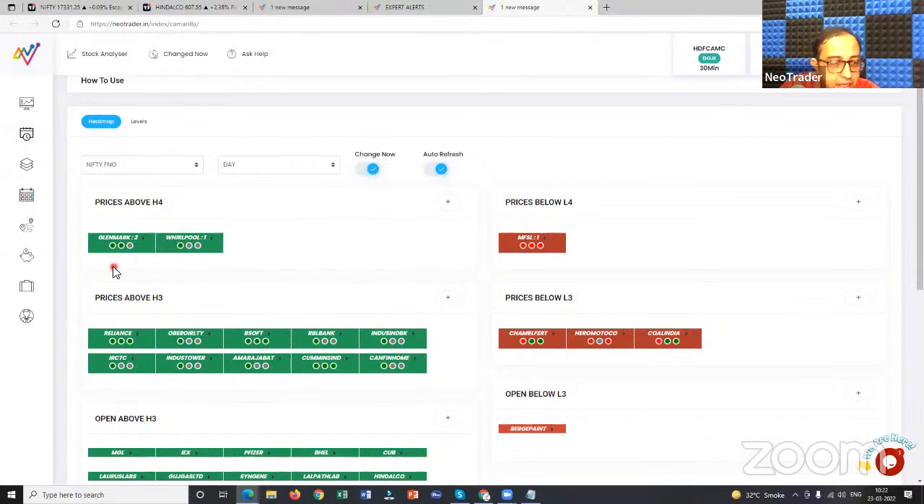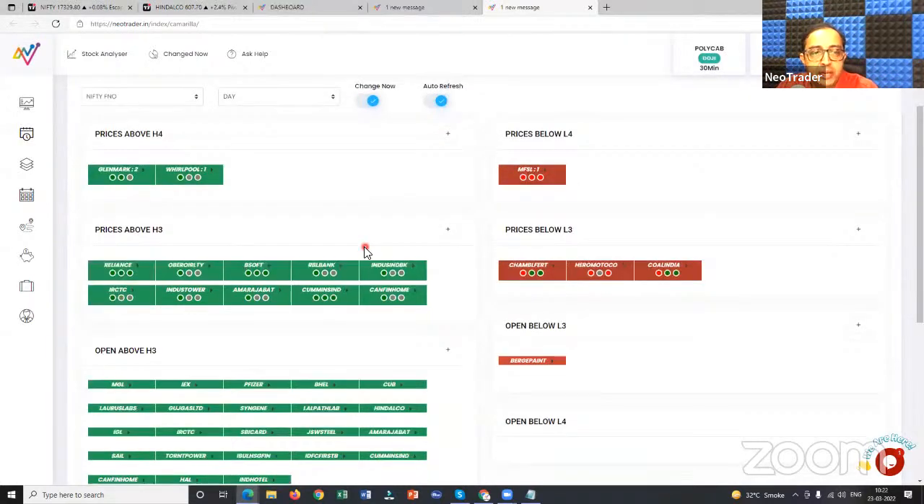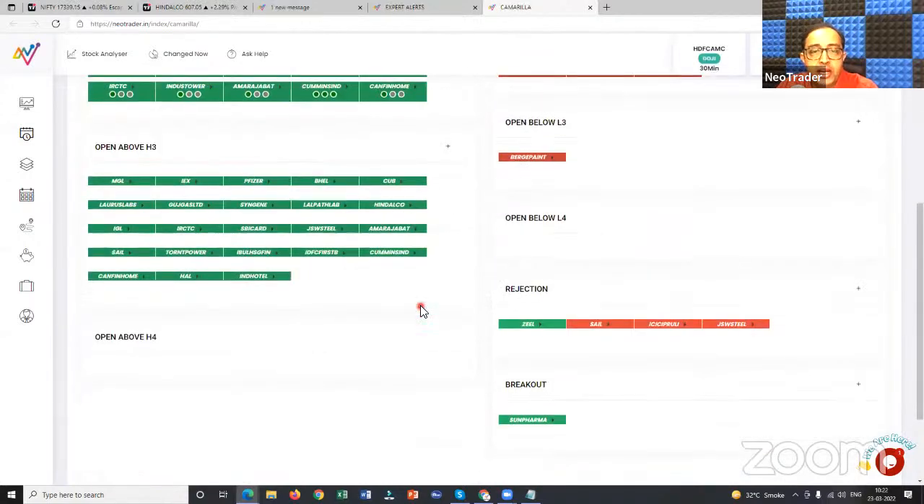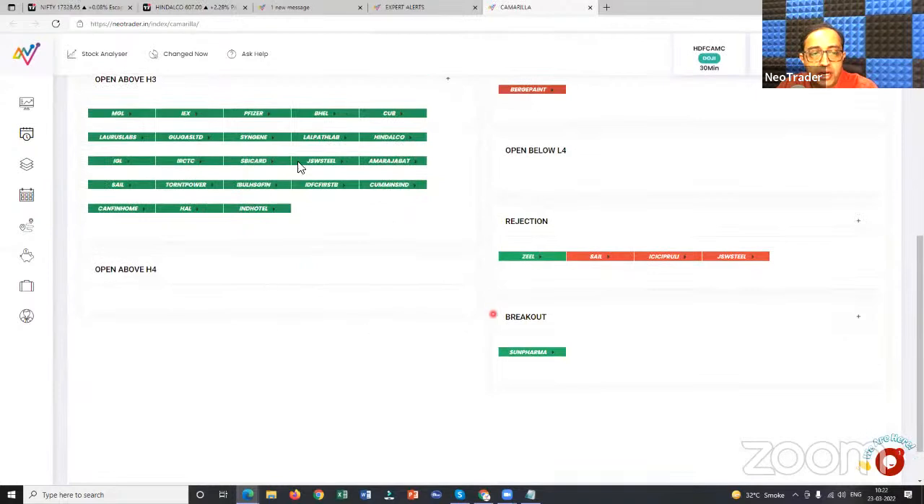You can see here that now we are having with us Glenmark and Whirlpool. In a few moments from now, you'll have some other stock. And that's the beauty of this Camarilla pivot page. It keeps on guiding you to the right kind of stock. So this is one approach. Well, in Camarilla pivots, we have got many other types of approaches.